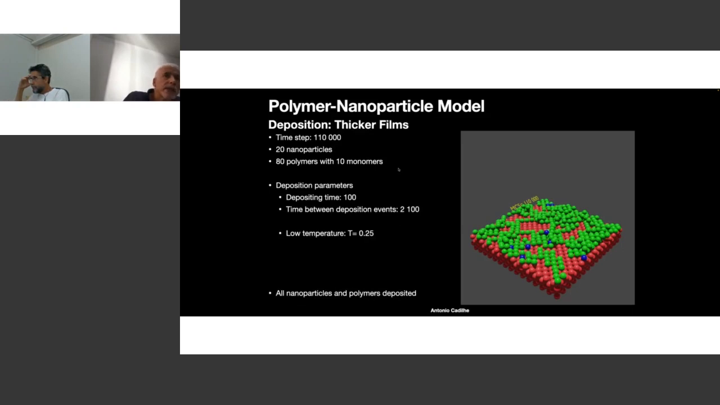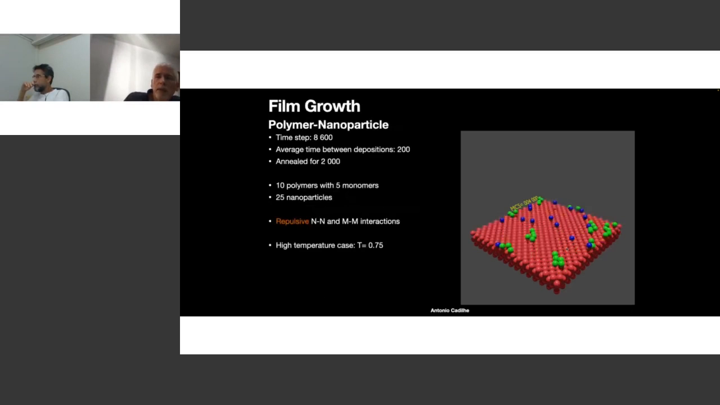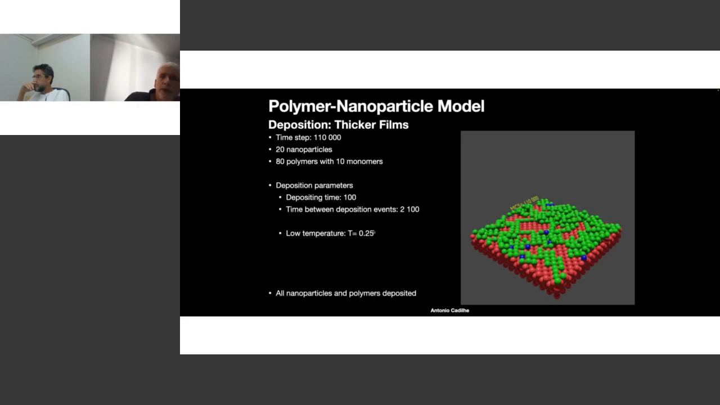Then we start increasing the time and the number of nanoparticles and polymers. Here there were more polymers than nanoparticles, which is also closer to the experimental case. And we also have the polymer-nanoparticle case, but at a higher temperature. So the temperature of the previous case is 0.5, 1/4, and now it's 3/4.